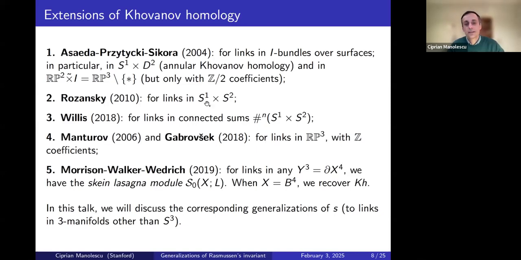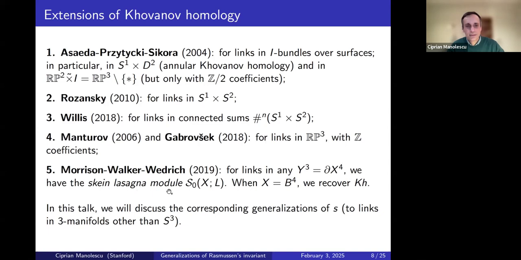In a different direction, you can look at S1 times S2. This was done by Rozansky. It's a little bit more complicated. We'll get to it in a few slides. And then Willis extended it to links in connected sums of S1 times S2. And more recently, 6 years ago, Morrison, Walker, and Wedrich did it for links in any 3-manifold, but in a completely different way, a less algorithmically computable way, let me put it like this.